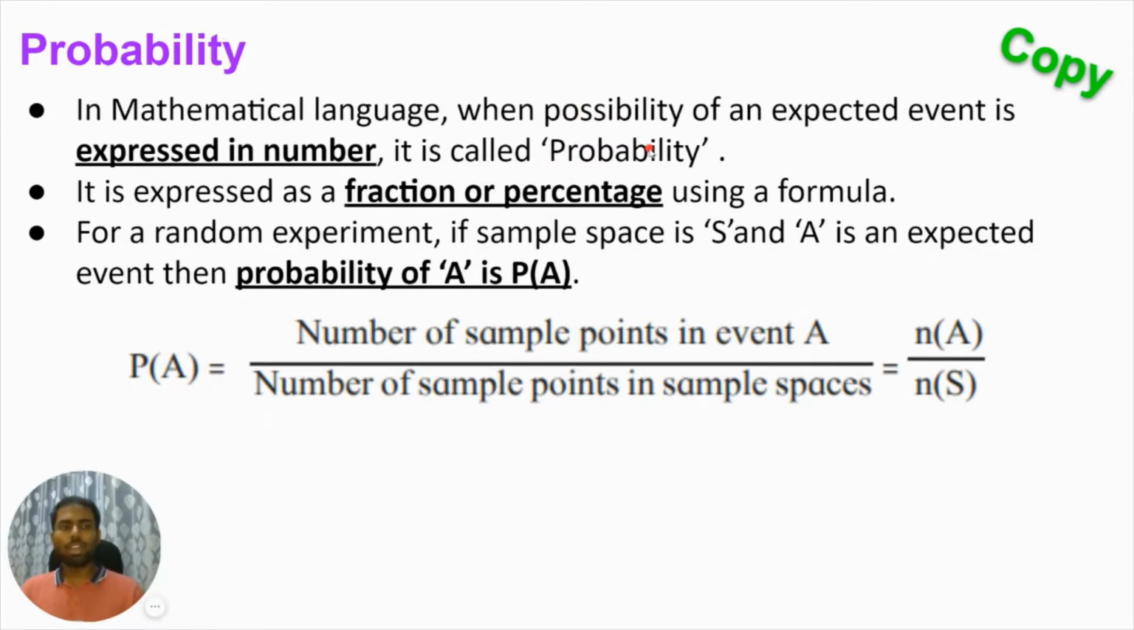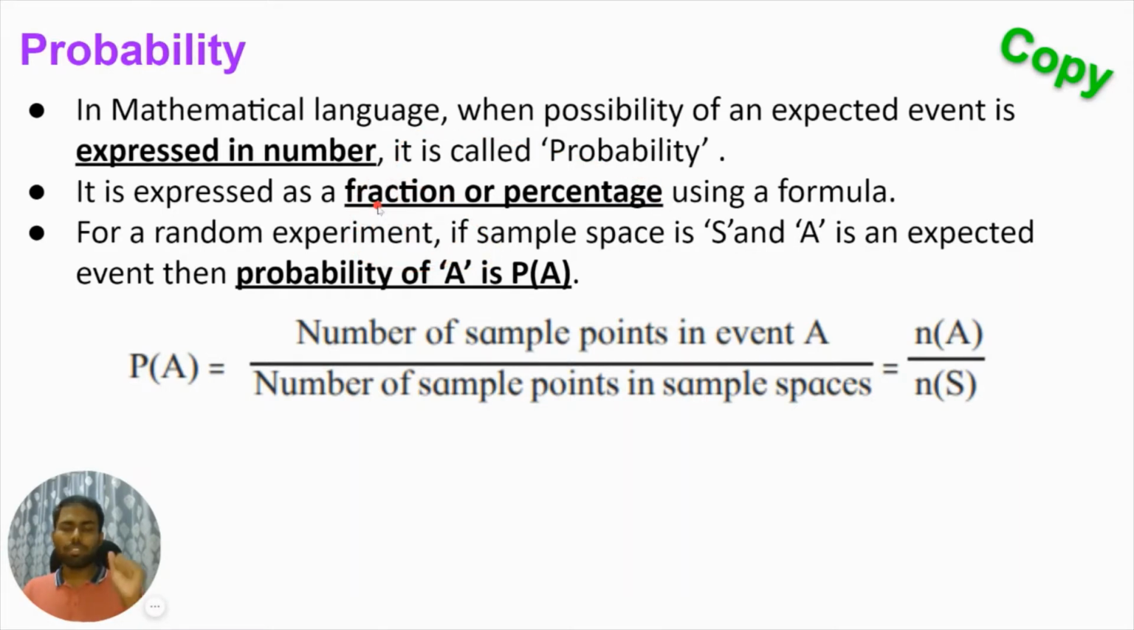Okay, for example, I think I have a 60% chance of clearing this exam, so I've given a number, right? 60% is 60 divided by 100. Or I say I have 100% chance of getting that job offer. Again, I am giving a number, so it is a probability. It is expressed as a fraction or percentage. 60% probability, 70% probability. So you can either use a percentage or a fraction.